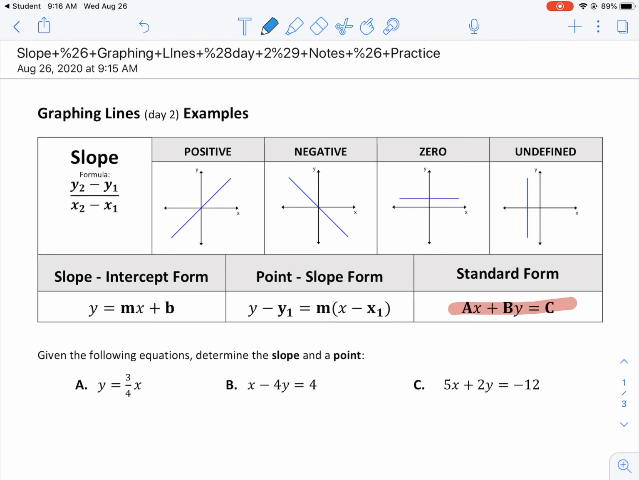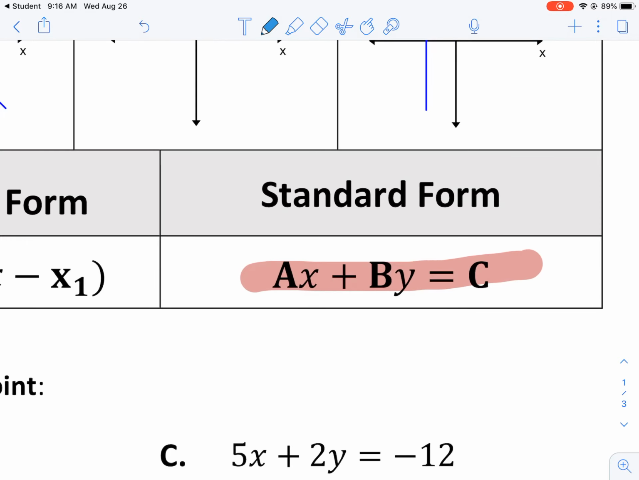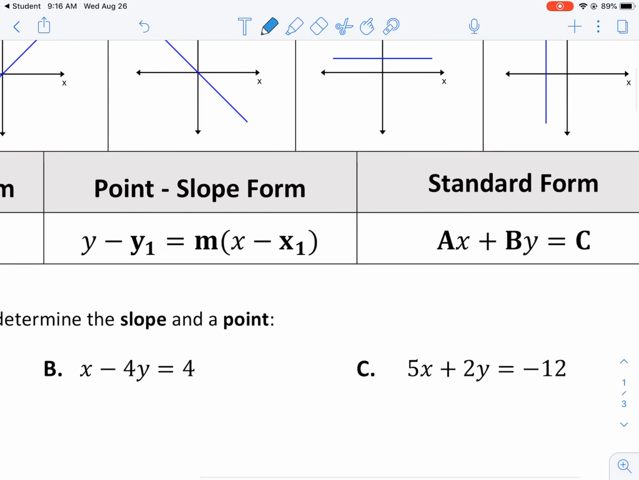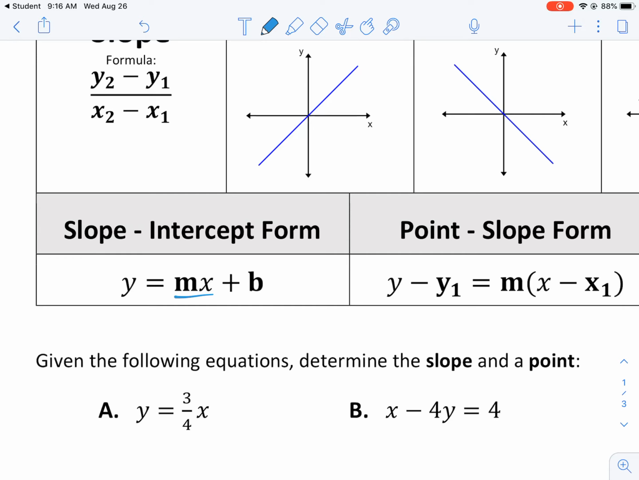So standard form is the only new form, and if you don't remember standard form, essentially what it means is that x and y are on the same side, okay? A, B, and C are just numbers. They're just whole numbers. So there's not really much you can do with standard form, all right? It's not like point-slope form where you've got a slope and you've got a point, or sorry, slope-intercept form where you've also got a slope and the y-intercept. Standard form doesn't give you anything, okay?